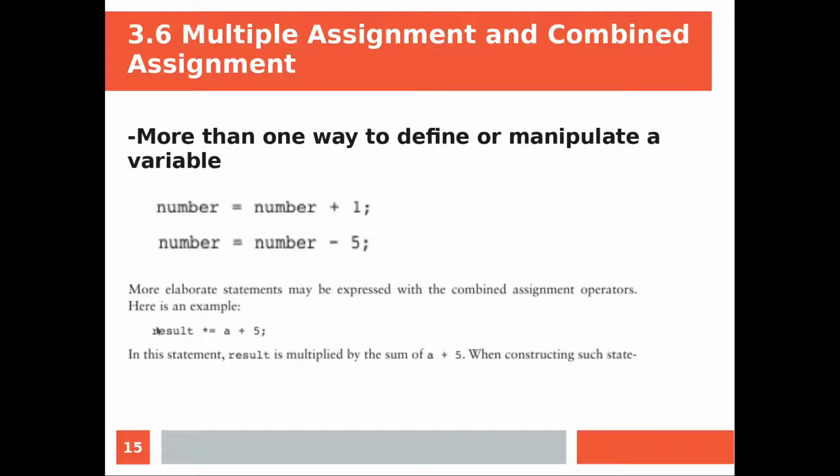Multiplying itself by the sum of a plus 5, where a is going to be defined elsewhere. This is probably an integer in this case. And, you know, that's a neat feature, but maybe don't do that too often unless you're absolutely sure you know what you're doing. There were some crazier examples this book did that I don't think would be ideal.